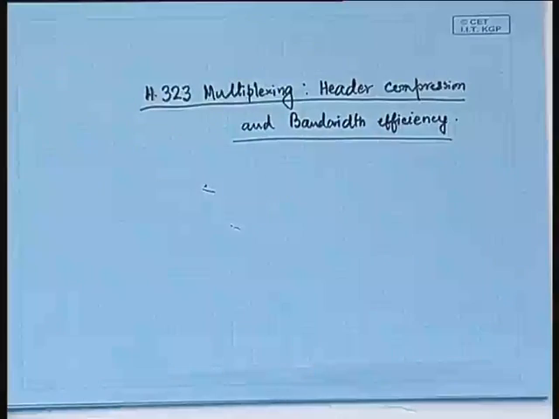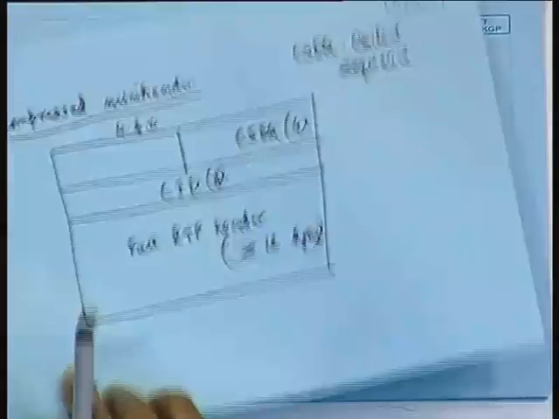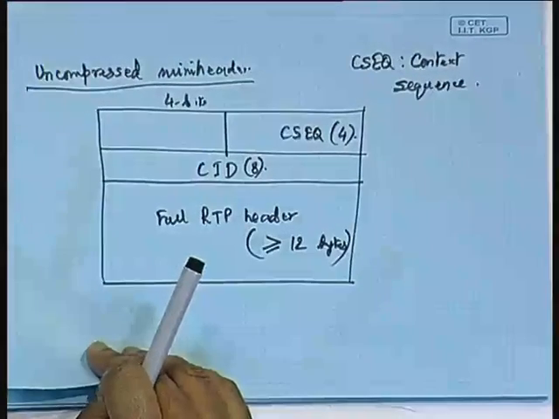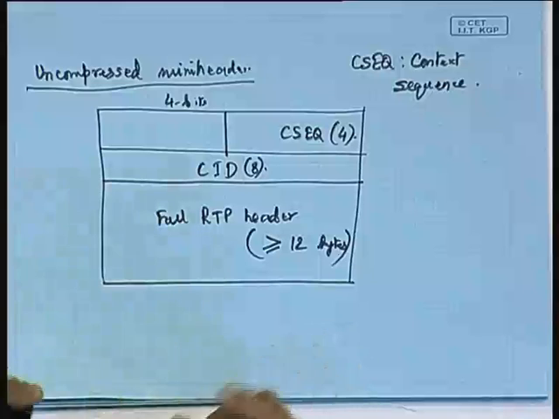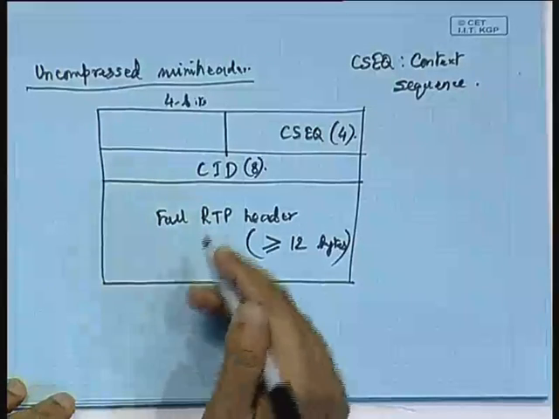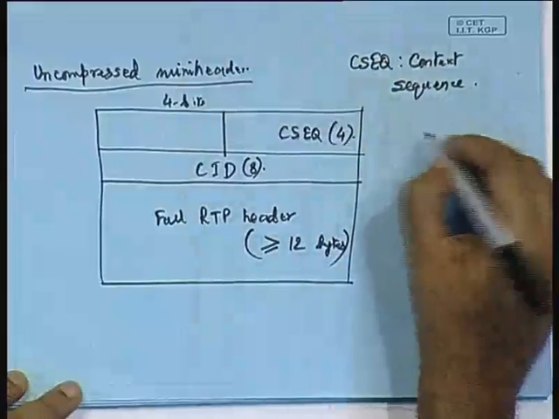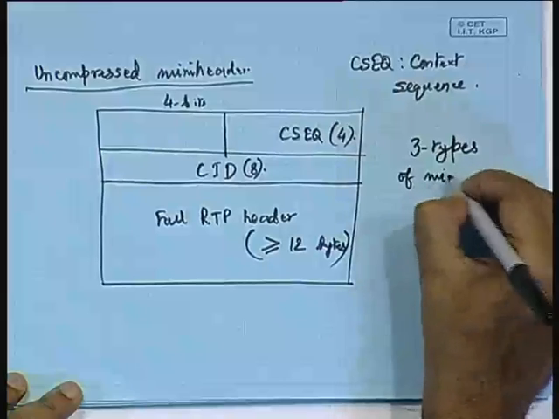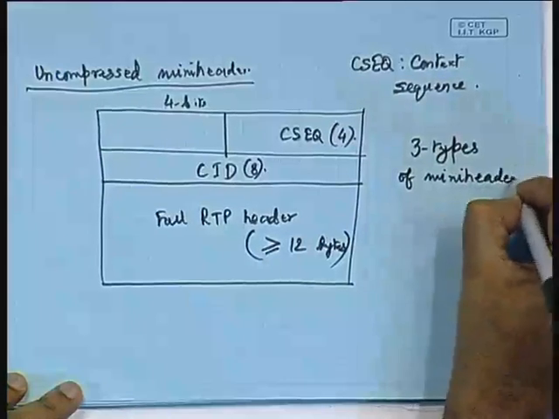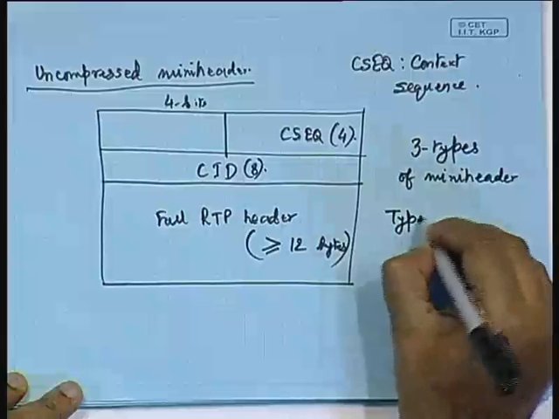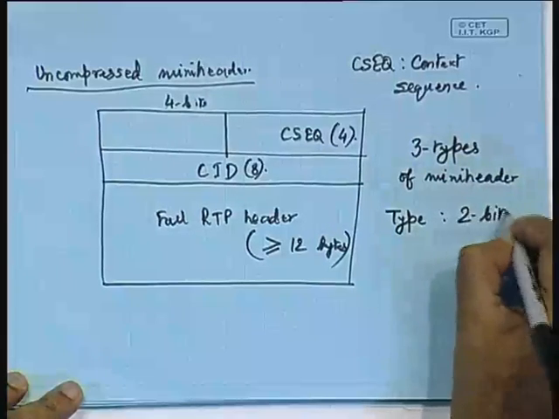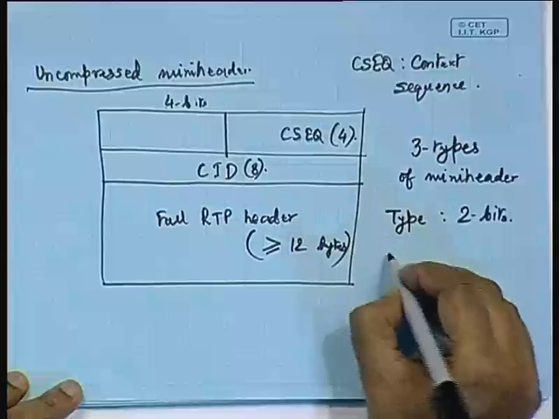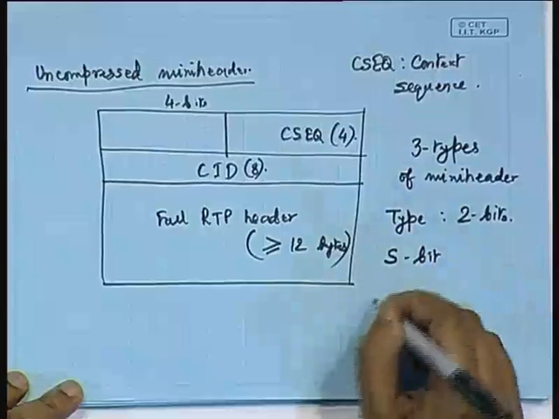And what I have described is that there are three types of mini headers which are possible. One is the uncompressed mode, in which case we will be having the full RTP header. In fact, somebody was asking me what is the composition of these 4 bits. Basically, there are 3 different types of mini headers, so what type of mini header it is is indicated by 2 bits, and there are other 2 bits which are referred to as the S bit and the M bit.